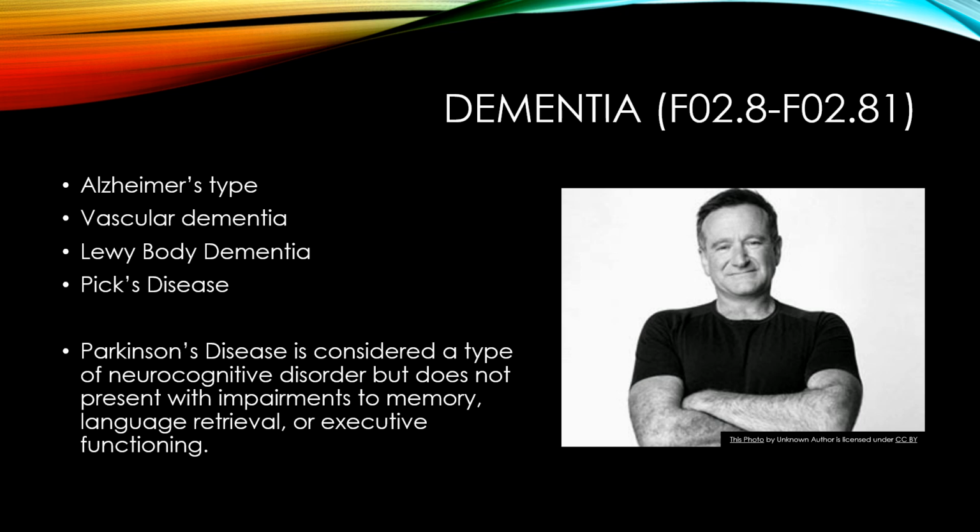And then we have Pick's disease. It's typically seen in younger men. It's a type of frontotemporal dementia in which the neurons in the brain gradually stop working. As the brain cells in the affected area fail, those areas atrophy or shrink, and patients lose the ability that these areas once controlled. And then there's Parkinson's disease. It's considered a type of neurocognitive disorder, but does not present with impairments to memory, language retrieval, or executive functioning.